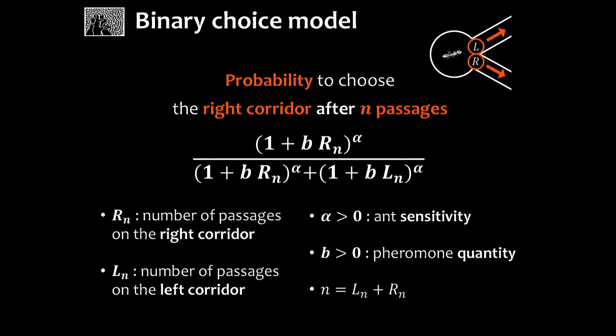So before showing my experimental result, I will present the model I have chosen to model these binary choices. You consider that the ant is leaving a quantity B at its choice, in between the connection of the chamber and the chosen corridor. And then the probability for the ant to choose, let's say, the right branch, the right corridor, will depend, of course, on a weight. And this weight is expressed with the total pheromone quantity left here. So it's B times the number of passages. And also, I add a coefficient alpha, which is there to model the ant sensitivity to the pheromone.